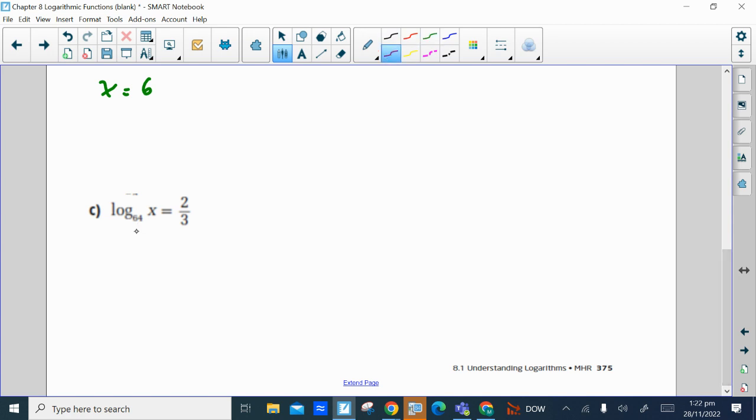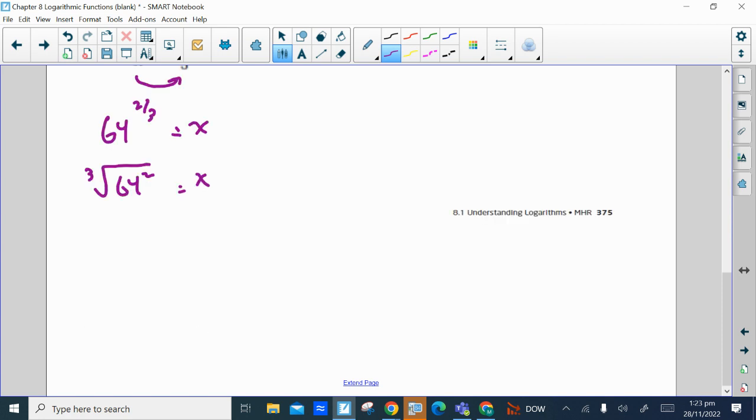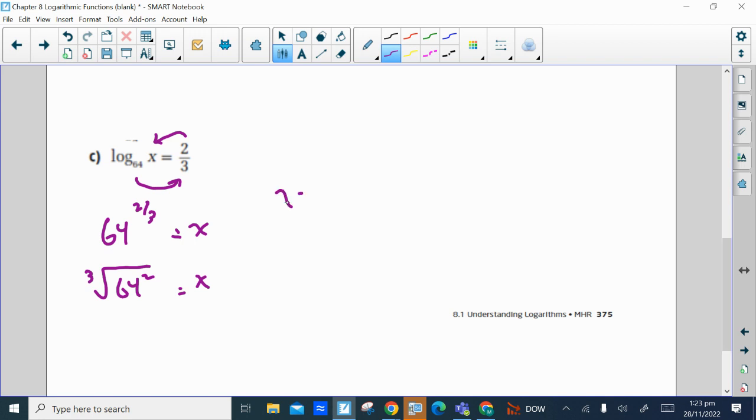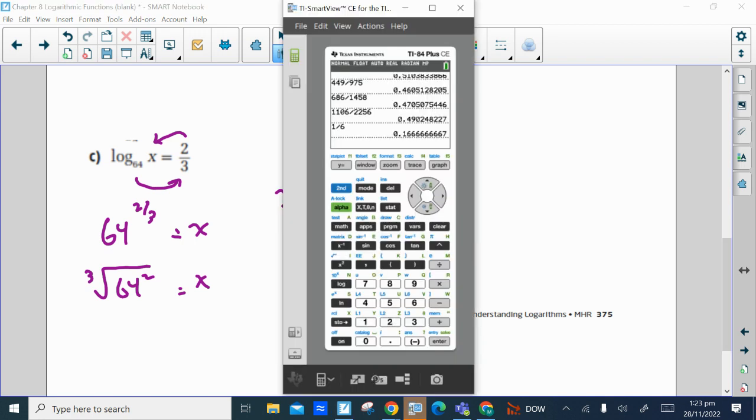Okay, question C. Again, we'll convert from logarithmic to exponential by starting with the base and cycling through. It'll be 64 to the 2/3 equals x. And we can evaluate this on our calculator, remembering that power 2/3 means the cube root of 64 squared. And it doesn't matter what order you do those in. You can take the cube root first, square second, or vice versa.